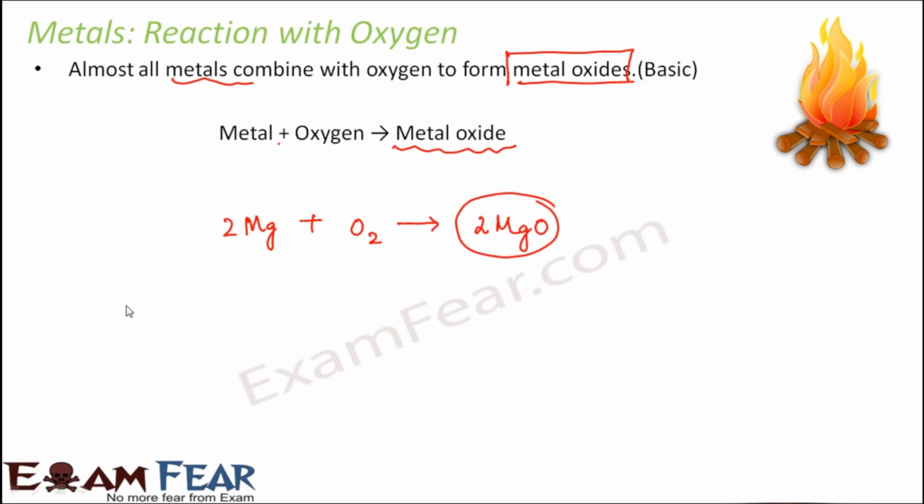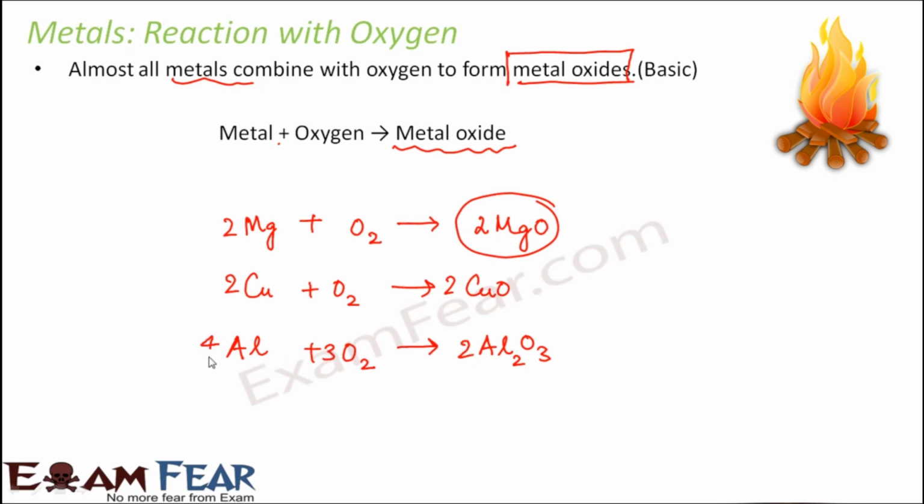Not only magnesium, you take examples of other metals. For example, you take copper. So copper reacts with oxygen to form copper oxide. You take examples of aluminium. So aluminium also reacts with oxygen to form aluminium oxide, that is Al2O3. So all the metals will form metal oxides. In fact, formation of these metal oxides can be evidently seen as well.